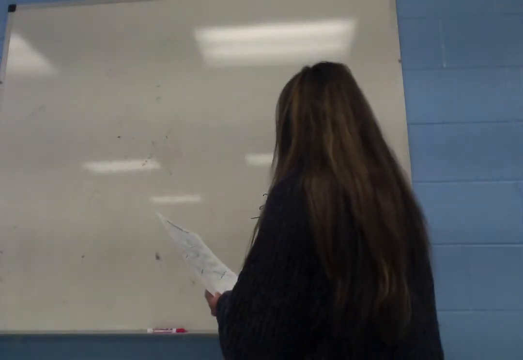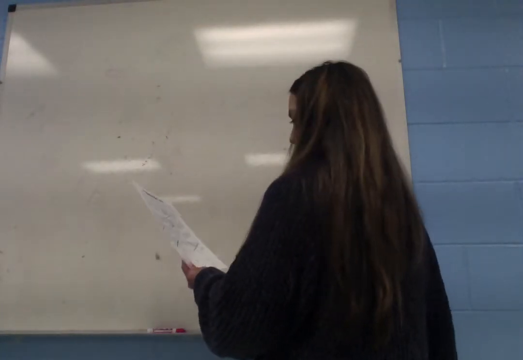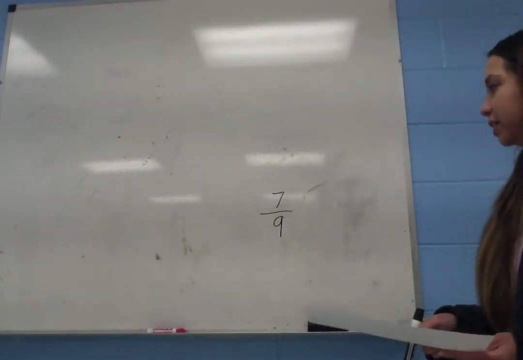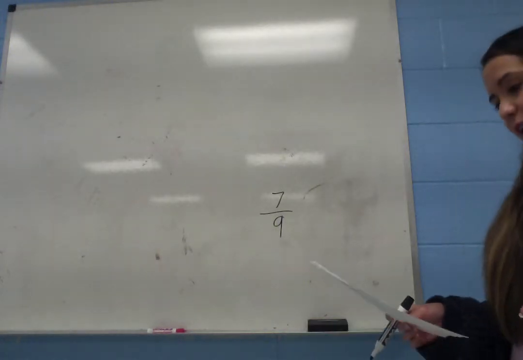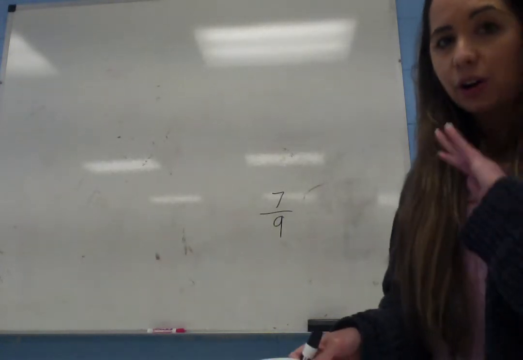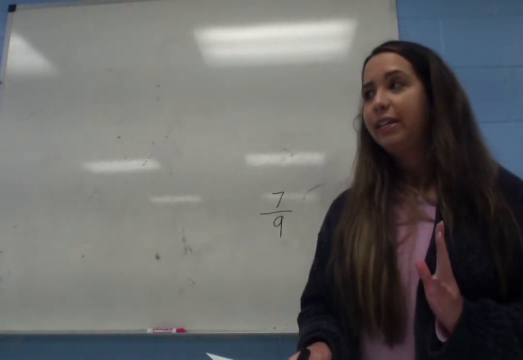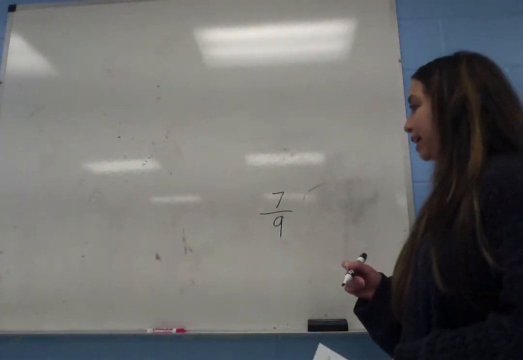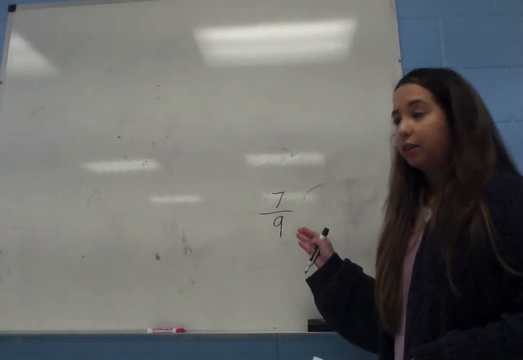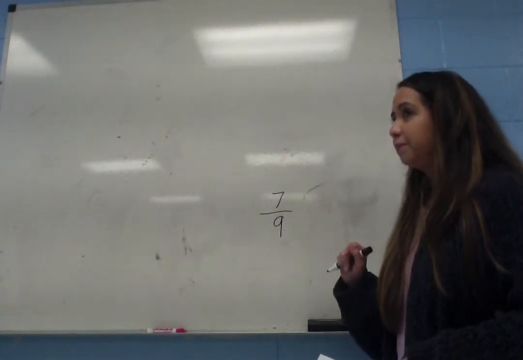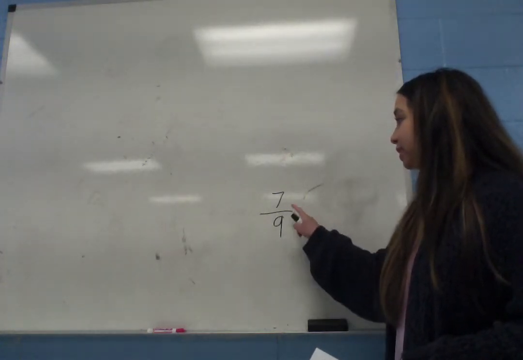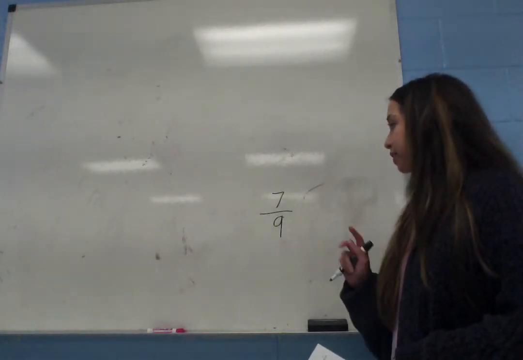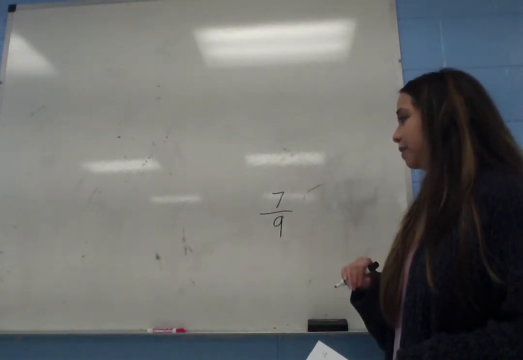Okay, let's do 7/9. All right, I'm just going to go ahead and let you know that 7/9 is already reduced. It's already in its simplified form, okay? Because there's not a number that can be divided equally into the numerator and the denominator. 2, no. 3 cannot go into 7. 3 can go into 9, but not 7. Let's look at 4. We can't divide by 4.